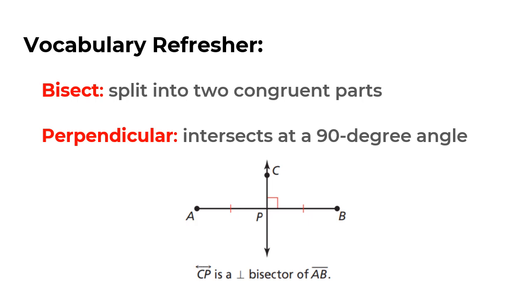So notice that we have that line C to P, okay, is intersecting this line segment A to B at a 90-degree angle. That's what that little square is telling us. It's a 90-degree angle, so that's perpendicular. We also see these little congruency marks here between AP and BP, and that's telling us that those segments are congruent. So what's happened here then is CP, that line, has crossed this line segment right down the middle. Okay, so it split that line segment from A to B into two congruent pieces. So this is a perpendicular bisector.